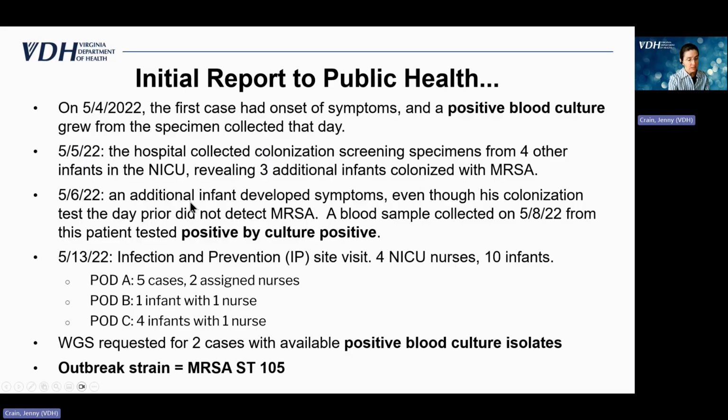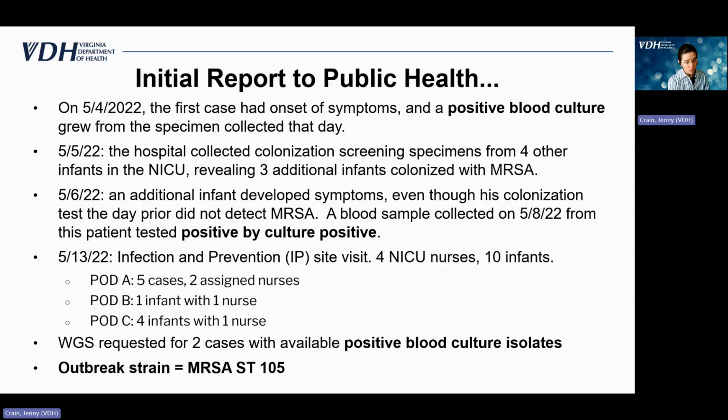On May 6th, an additional infant developed symptoms, even though his colonization test the previous day did not detect MRSA. So for this patient, a blood sample that was collected on May 8th was positive via culture. An infection and prevention site visit was arranged on May 13th, which revealed that the hospital NICU was divided into 3 different pods of 5 isolates. And so isolates are those warmer bed cribs that are on wheels. So just remember they're mobile.